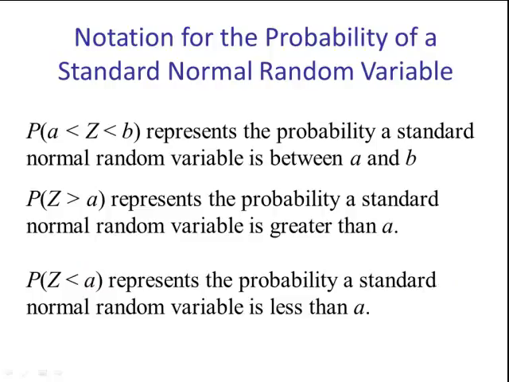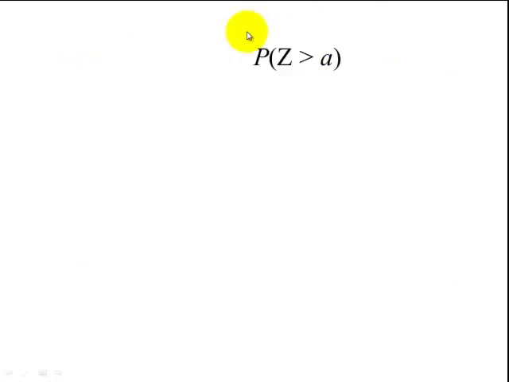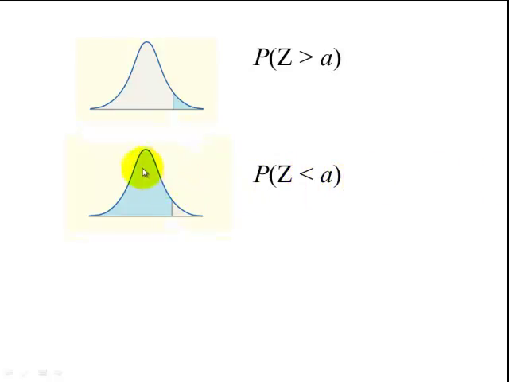Okay, let's look at some pictures. So this notation, the probability of z is greater than a, would correspond to this picture. Here is a, and we're wanting the area greater than a. The next one is read the probability of z is less than a. This is the corresponding picture. Here's a, and this is the area or the probability less than.